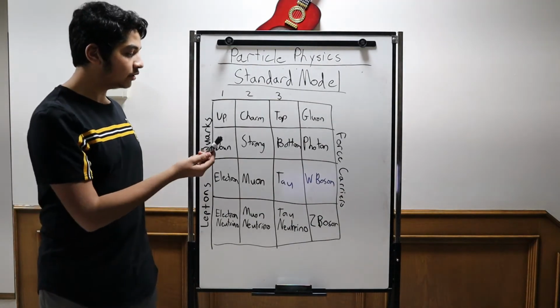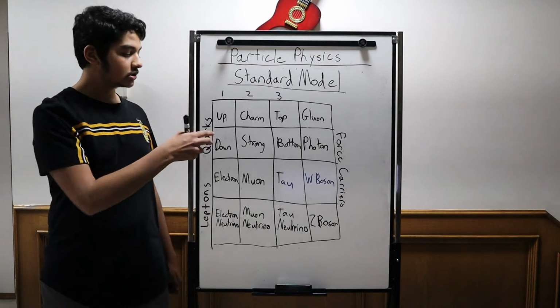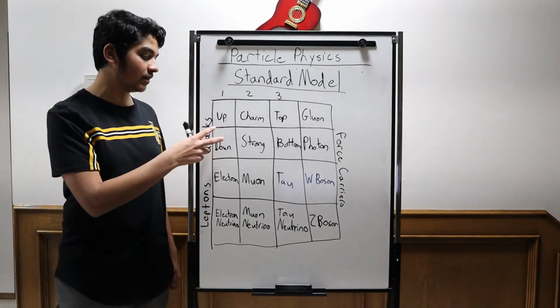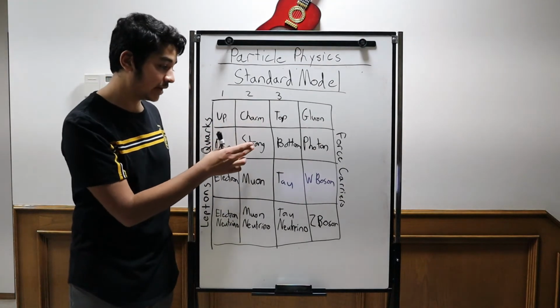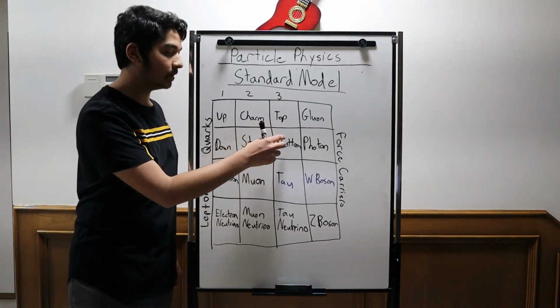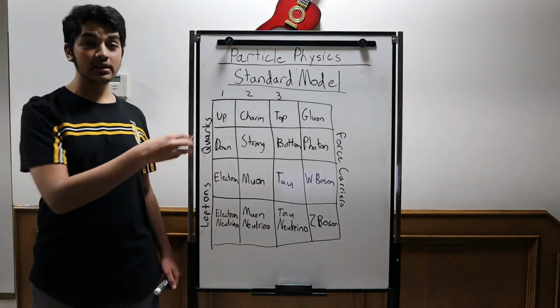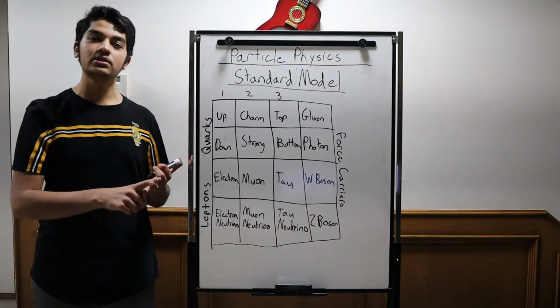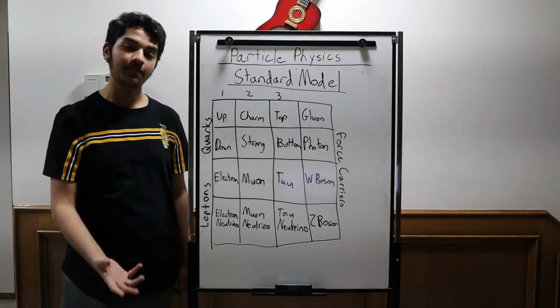And so here we know the up and down quark. These two are partners. Heavier versions and more unstable versions of these quarks are the charm and the strange quarks. And even heavier and unstable versions of these are the top and bottom quarks. And so these are the quarks that we see inside protons, neutrons, and all of those types of particles.